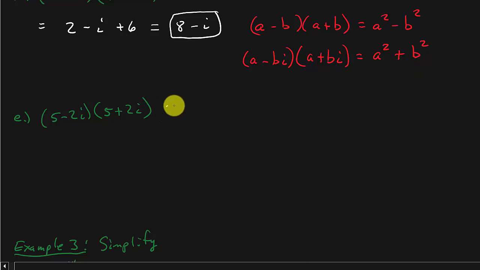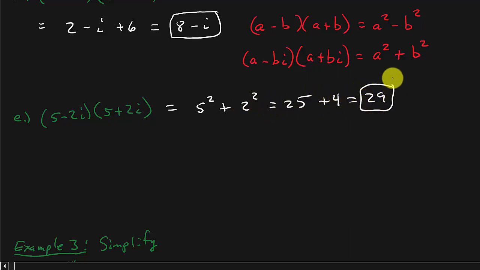Now, in this problem, a is what? A is 5. So that's going to be 5 squared plus, and then what's b? Well, remember, b is the number in front of i. So b is 2, plus 2 squared. So that's 25 plus 4, which equals 29.